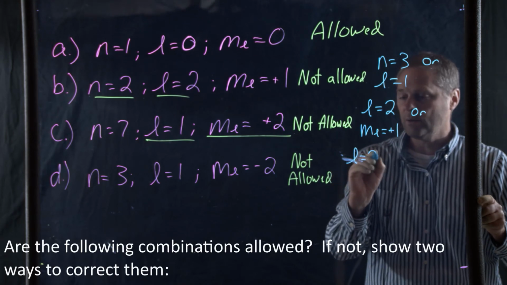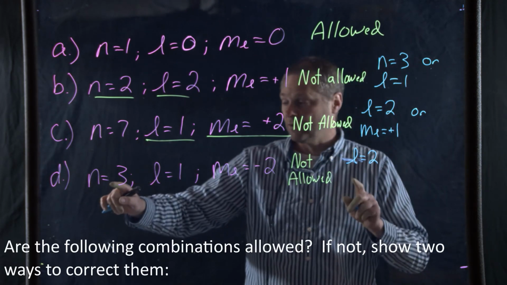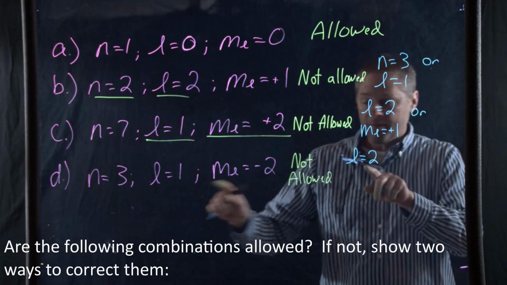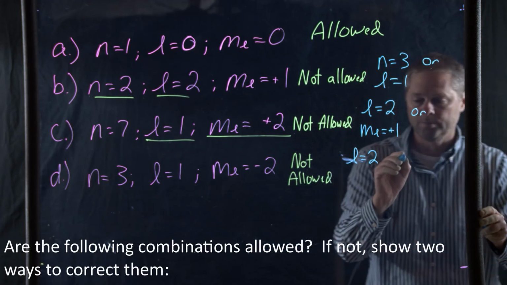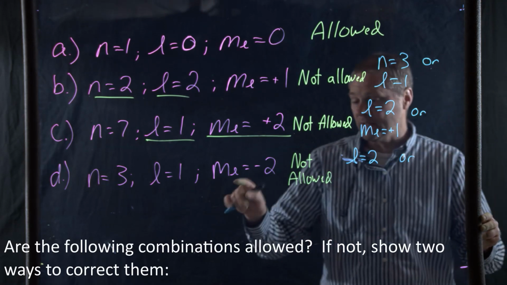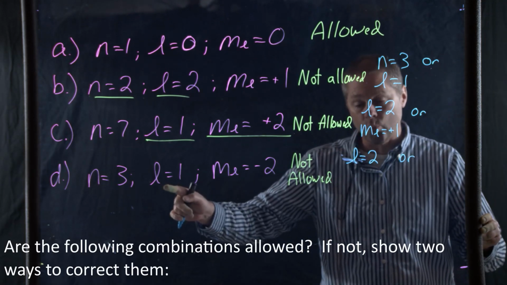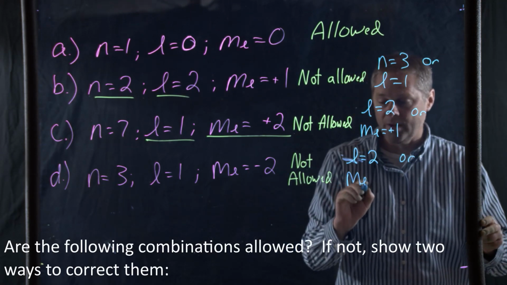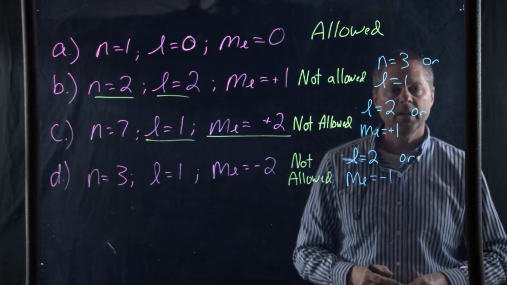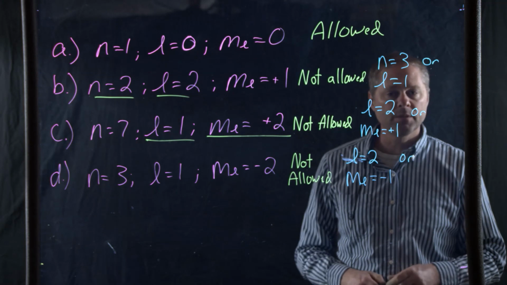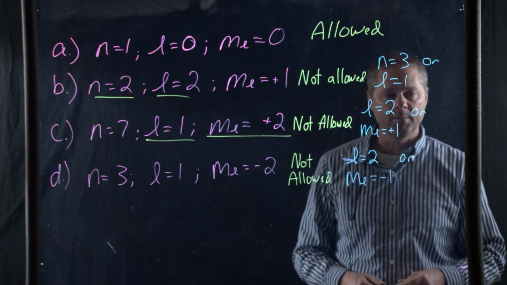So the way we can correct this is that L is equal to 2, which will still be fine so long as n is equal to 3. If L is 2, then m sub L can certainly be minus 2. Another fix for this is that if we're going to keep L as 1, then m sub L would be equal to negative 1. All right? If you have any questions on any problems in this chapter, feel free to let me know. Okay?